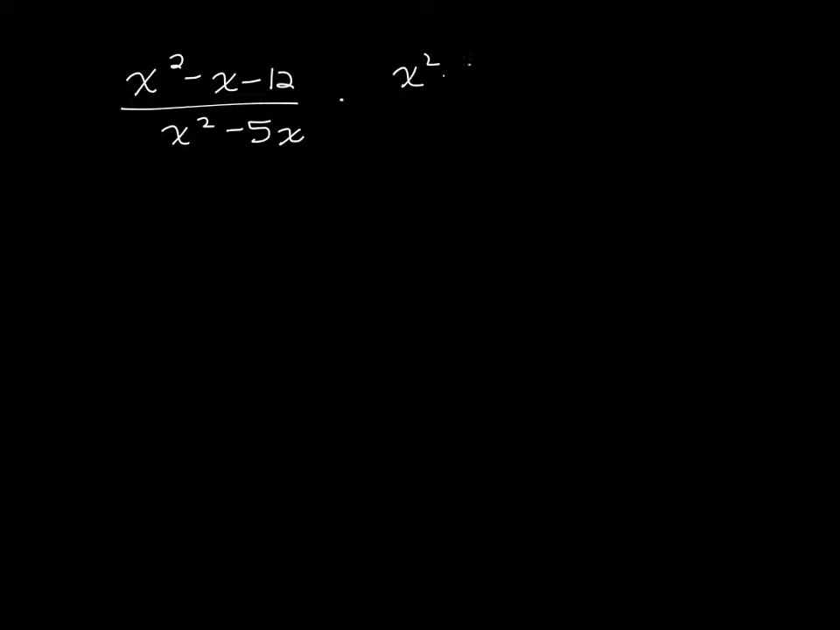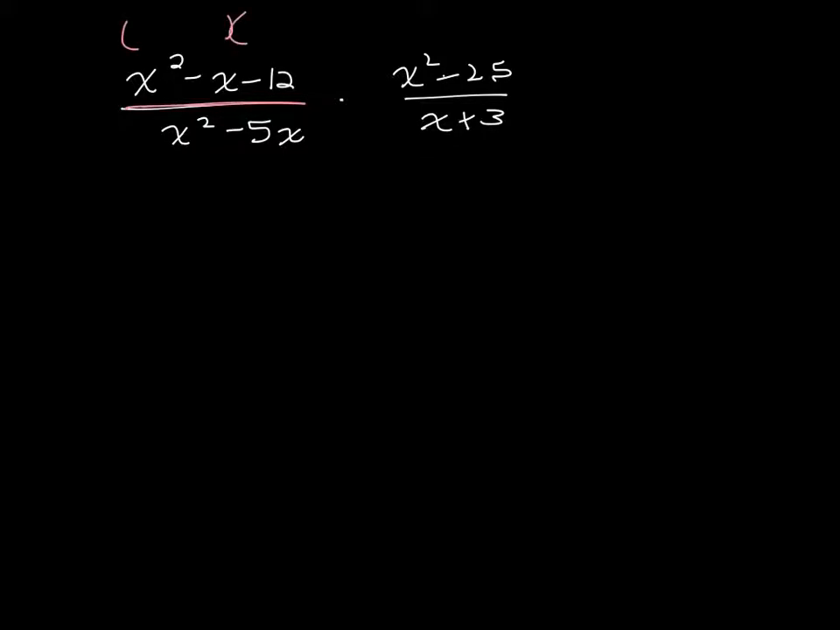Let's go ahead and try one a little bit more complicated, like x squared minus x minus 12 all over x squared minus 5x times x squared minus 25 over x plus 3. Again, like we did in the last section, we want to make sure everything is factored down as far as it can be. And I usually just write them right above here. So I'm going to try to factor this down.